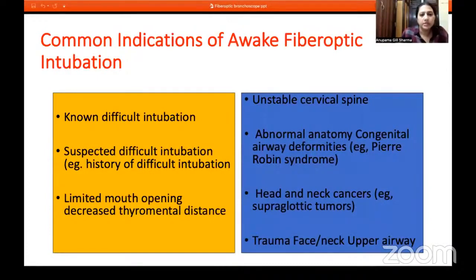So a few indications of awake fiber optic intubation are an anticipated difficult airway, like in a TMJ ankylosis or a contracture of the neck.